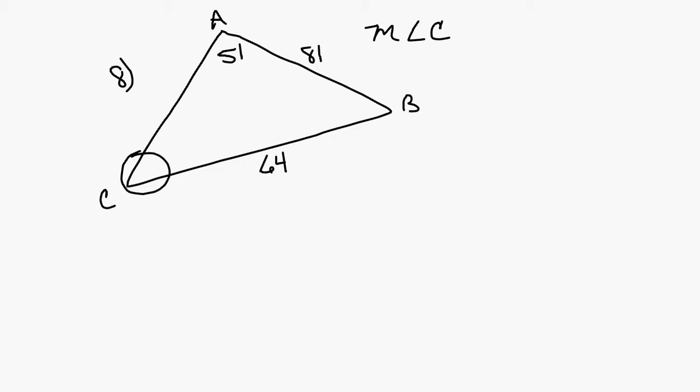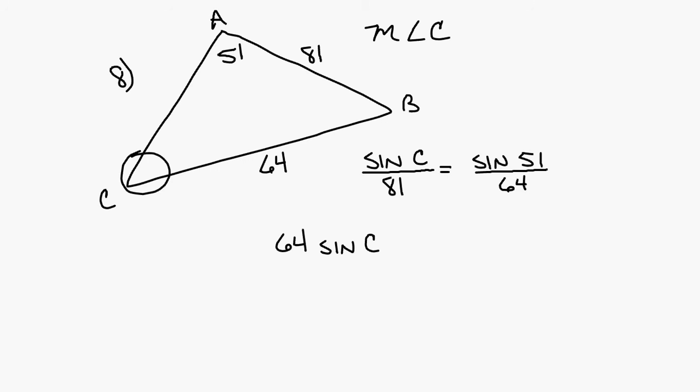So, law of sines. The sine of angle C over its opposite side, which is 81, equals sine of 51 over its opposite side, which is 64. If you crisscross multiply, 64 times sine of C is equal to 81 times sine 51. You can divide both sides by 64. These will cancel. So the sine of angle C is equal to this value.